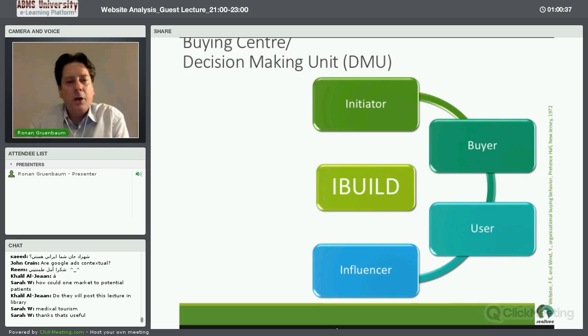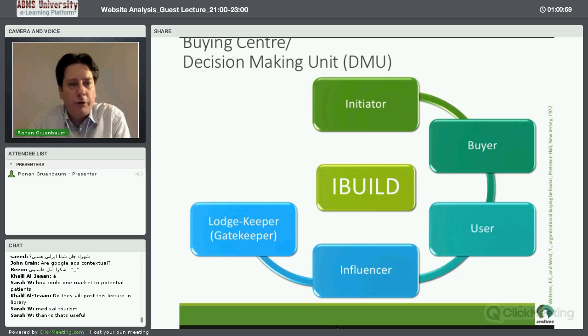So you'll often find adverts which are not aimed at the user, but they're aimed at the influencer. And if you can get the influencers to talk about your product, of course, this is much better. The gatekeeper would be the mother or father who says, no, you're not having that, little Johnny. And the decision maker, again, would be the mother or father. So the buying center, the decision-making unit, when you're trying to do your advertising, you do have to take into account all these 6 types of people.